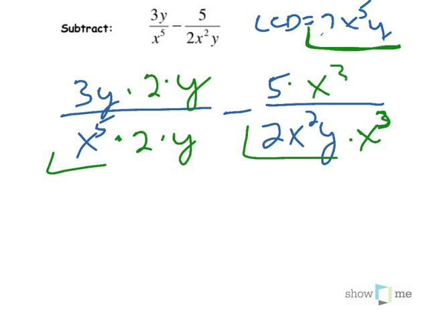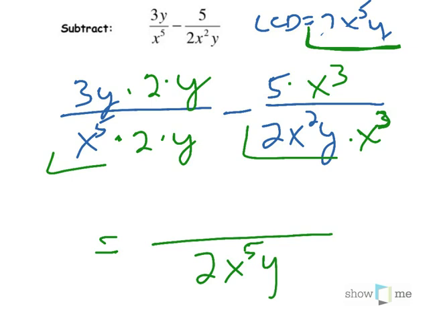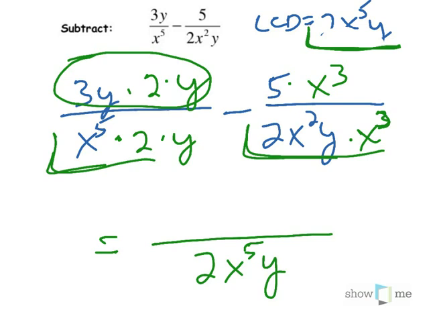So when it's all said and done, my denominator should be the same. It should be 2x to the 5th y. And go ahead and double check that those denominators both multiply to 2x to the 5th y. And I'm going to multiply this top part of my fraction. That comes out to be 6y squared minus the top part of my second fraction, which is 5x cubed.